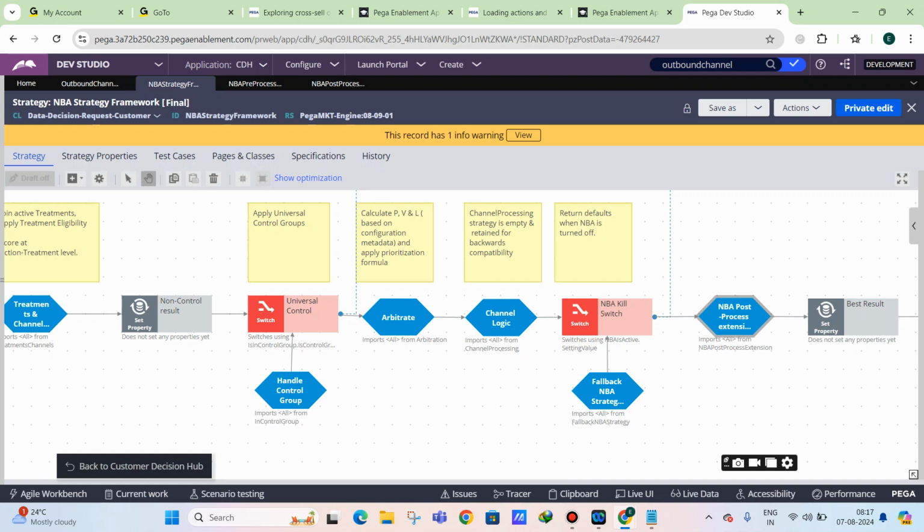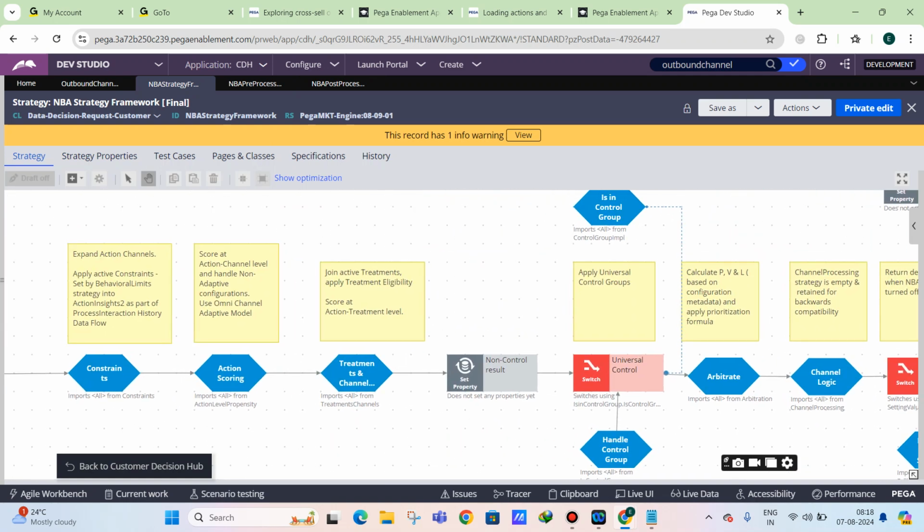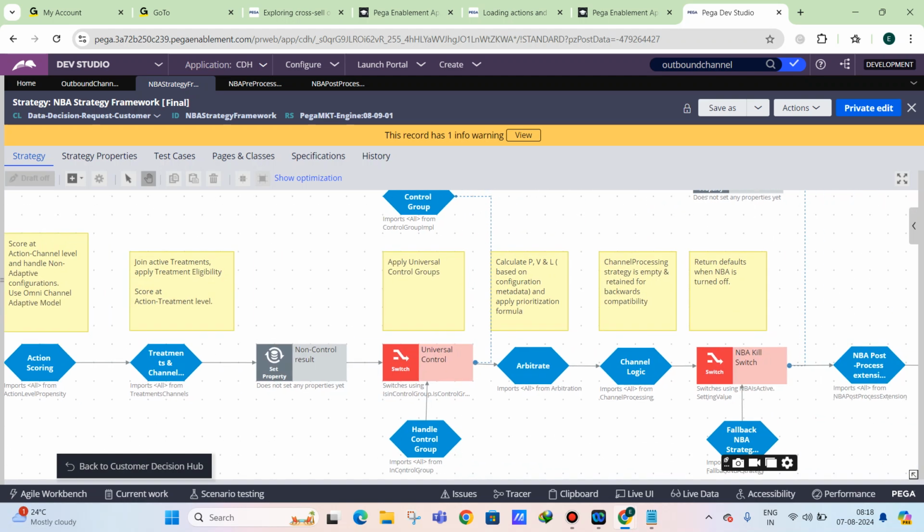Okay, just go through this strategy. This is the main strategy; 90% of the time we will update here only. There are some other strategies also, for engagement policy, that we'll see too. But most of your Pega marketing features will be in this strategy, the NBA strategy framework. So go through the strategy and try to understand what is happening here and how they are keeping the logic.